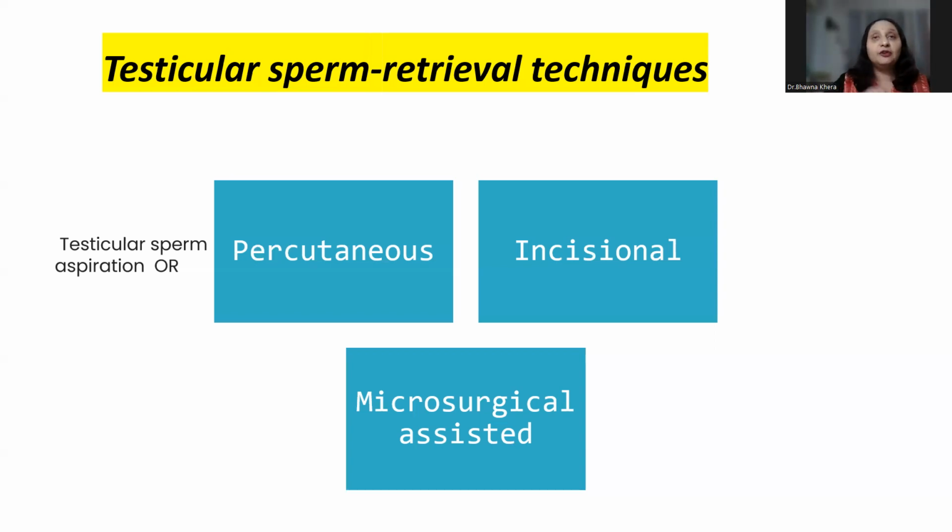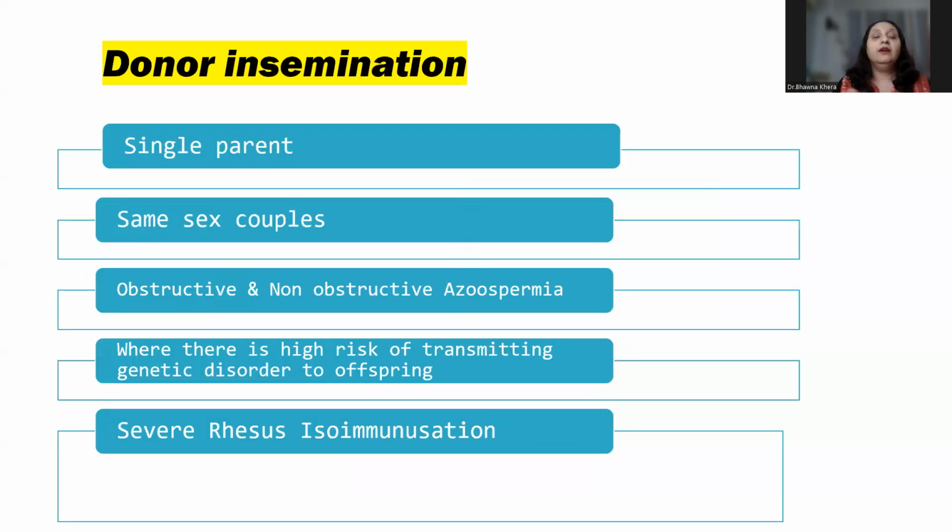And then there is microsurgical, in which small incisions are made, and this is microsurgical assisted. So this is how we have different types of procedures for sperm retrieval. Of course, the microsurgical one gives the best results, and that leads to maximum sperm availability. Now that was about ICSI and sperm retrieval.